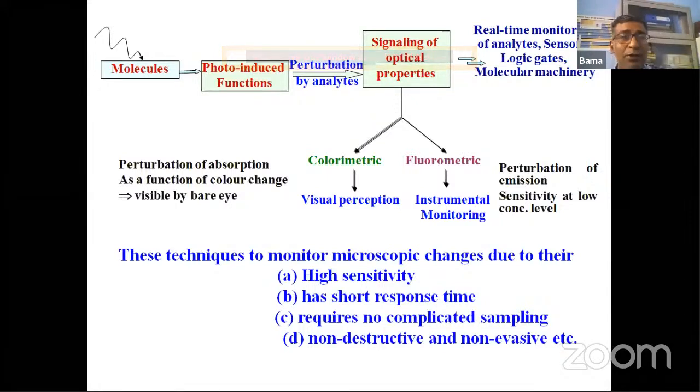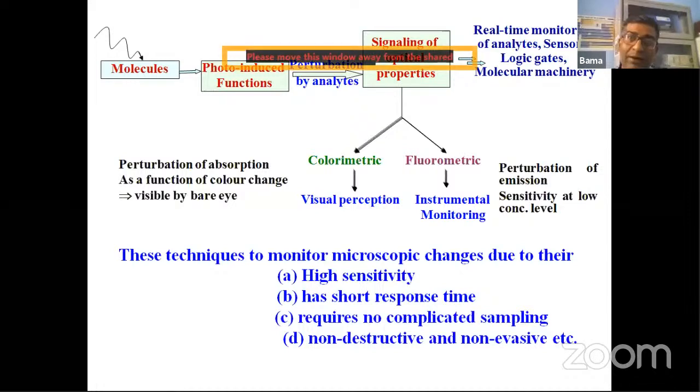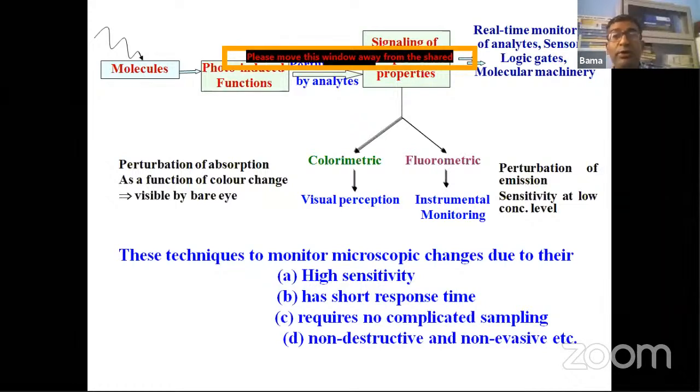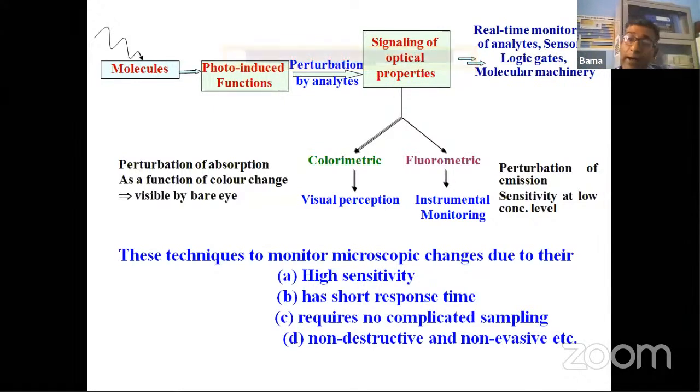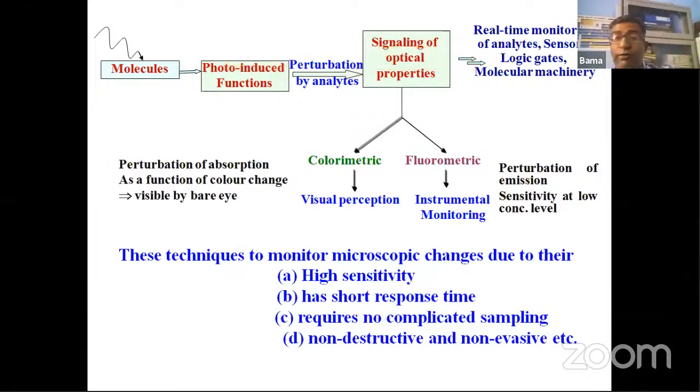Anyway, the signaling of that optical property we can have in two ways. One is the colorimetric way, the other is the fluorometric way. The colorimetric way we can perceive visually by observing the change in color. But the fluorometric one we need to monitor through an instrument. These techniques monitor microscopic changes, and they have their own advantages of high sensitivity and short response time, very quick. They require no complicated sampling, and these processes are non-destructive and non-invasive.